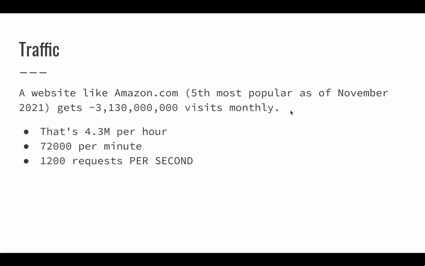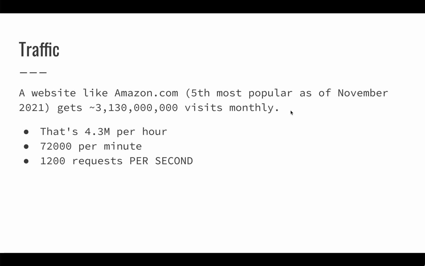So something like Amazon.com, if I go back, the stats that I have are from November 2021. That gets about 3.13 billion visits every month. That's quite a lot of visits, and you have to think that each one of these visits is going to involve a lot of different requests, several different pages. People tend to not just go to Amazon.com and stop there. They tend to click around a little bit. So each one of these visits could generate several different page requests. So even if this was just one page request, this is 4.3 million page requests per hour. That's 72,000 per minute, and that's 1,200 requests per second.